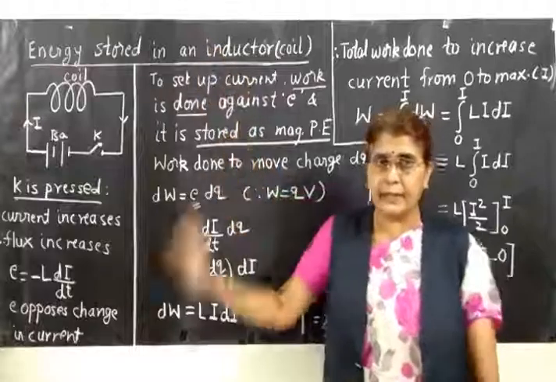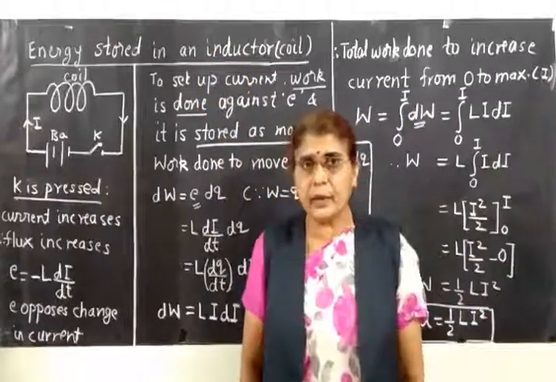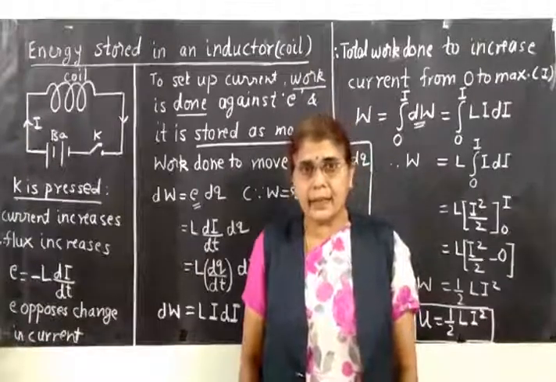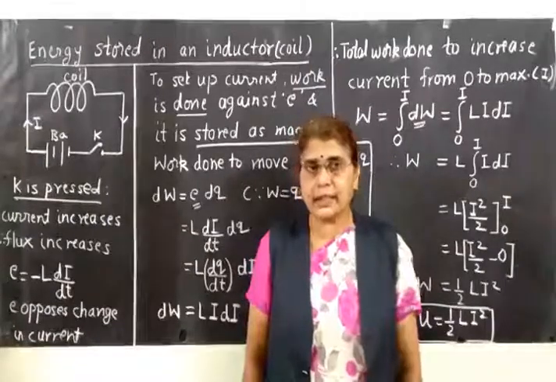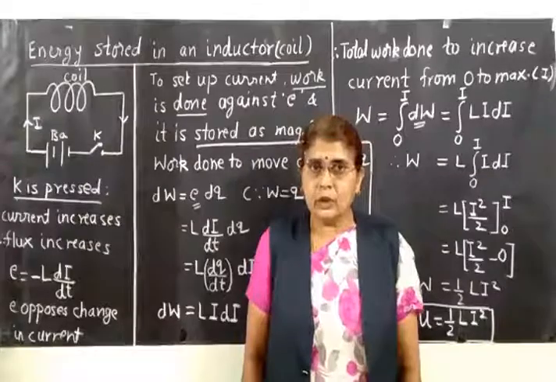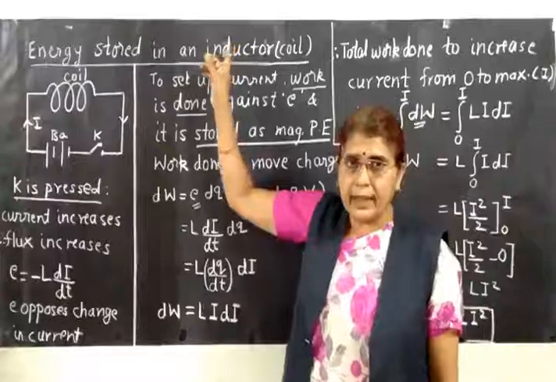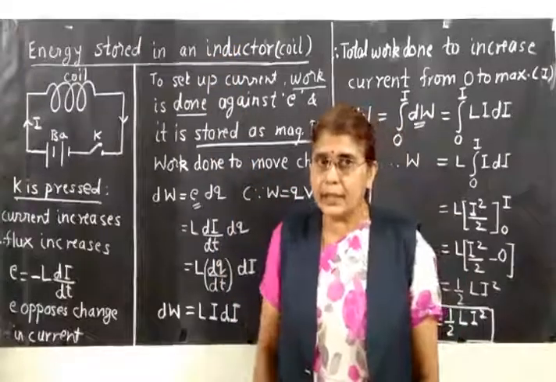So this is a small derivation, but it is important from your exam point of view. This is not a lengthy derivation. It is asked for 3 marks. So I shall revise the derivation once again. So we are deriving an expression for energy stored in an inductor. What are the steps in the derivation?